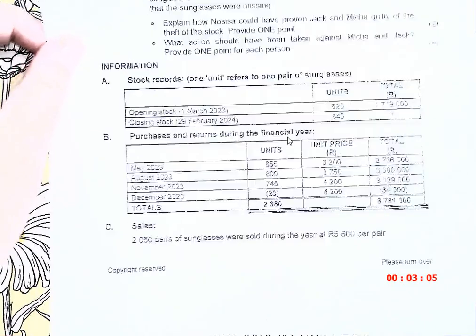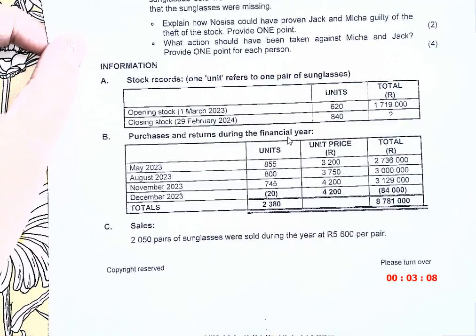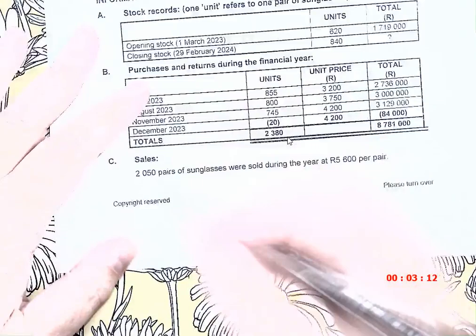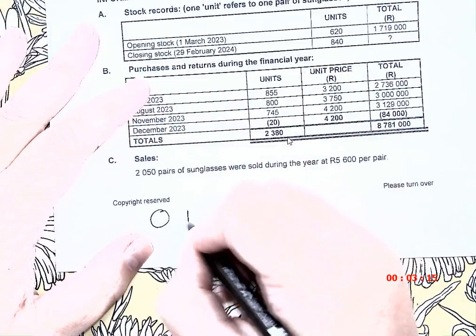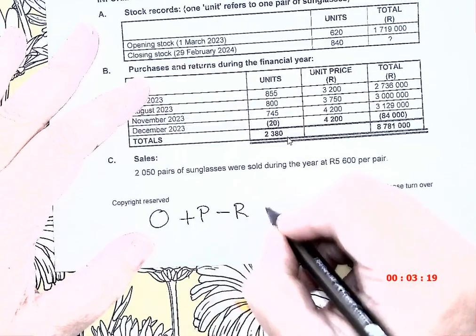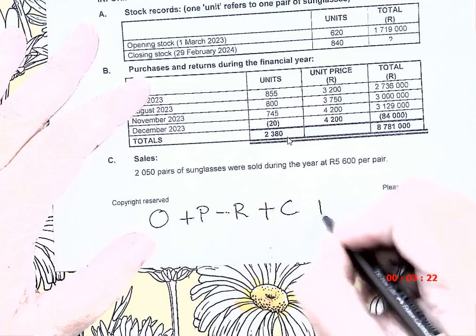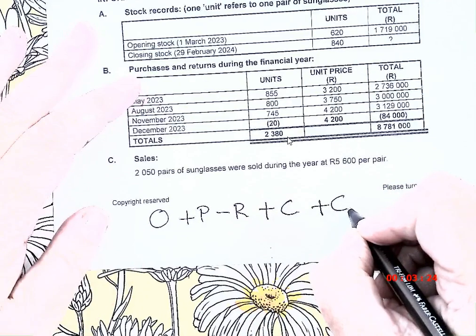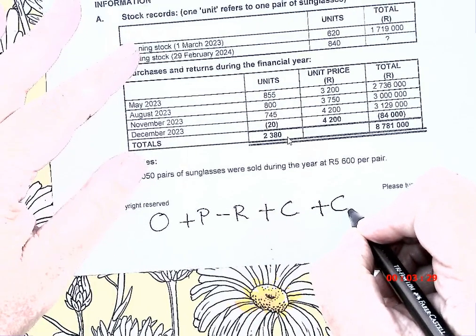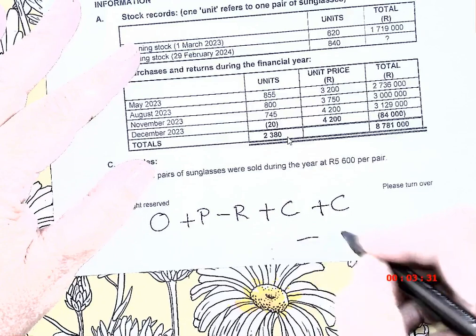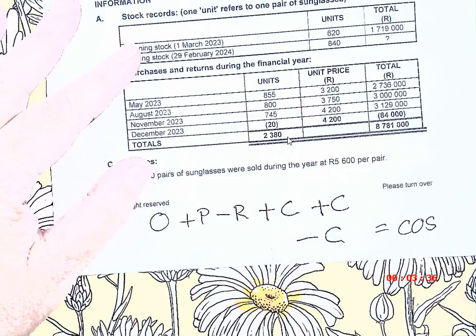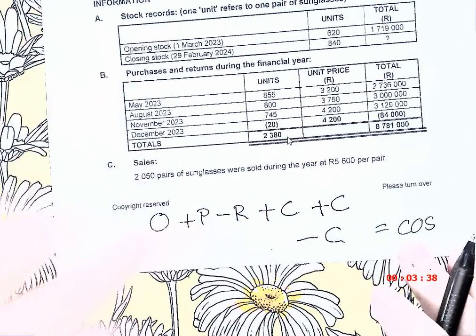So remember when we did periodic last year? When we did the periodic system, I said always remember, it's the opening plus the purchases less the returns plus the carriage plus the customs. And that gives you the value of the stock available to sell. If I subtract the closing, I get the cost of sales. So I'm mainly always working with that.